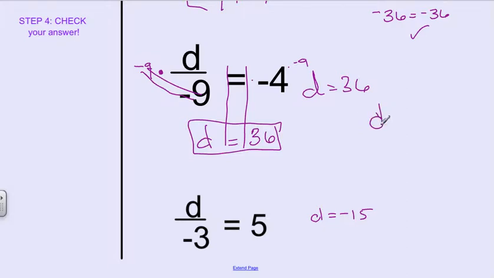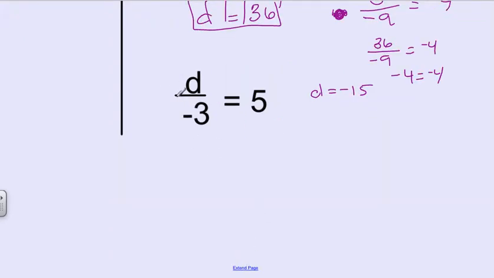D over negative 9 equals negative 4. I know that d is 36, so now I have 36 over negative 9 equals negative 4. Positive divided by a negative is a negative. 36 divided by 9 is 4. And negative 4 equals negative 4, so it checked out.